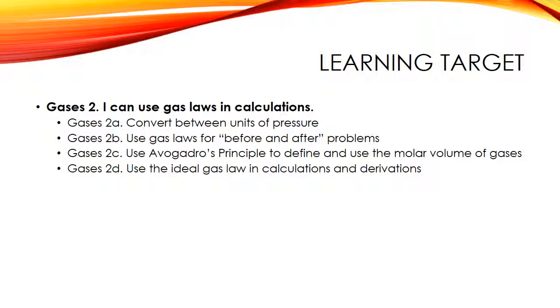So looking at our learning targets here, the sub-targets here for gases 2, we've been converting between gas units. We know how to do before and after problems. We looked at Avogadro's principle here, the fact that equal volumes of gases will contain the same number of particles if they have the same temperature and pressure. And then we saw an example of using the ideal gas law, and hopefully more importantly, we recognized when we need to use that ideal gas law.